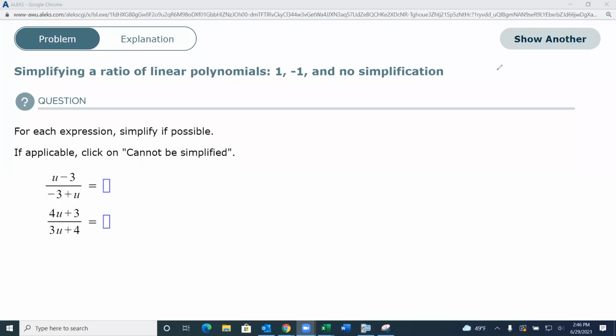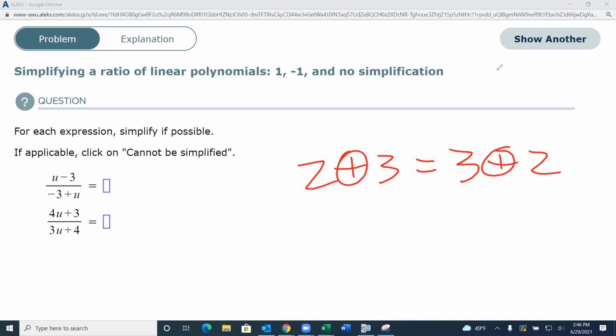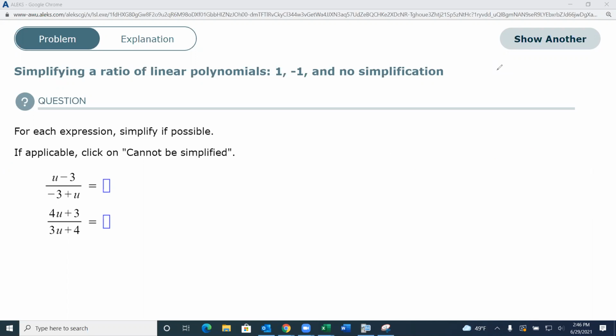Okay, so on this one, let's look at the second one first. So this guy down here, I think we can all agree that 2 plus 3 is the same thing as 3 plus 2, right? Yeah, because when you add, the order of the numbers doesn't matter. Okay, which means the first one I could rewrite as 4u plus 3 over, oh, wait a minute, this is not what I thought it was. Oh, 4 plus 3u. Okay, well, they're not the same thing, rats.